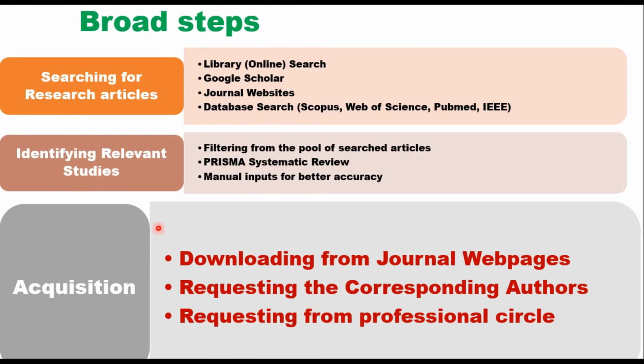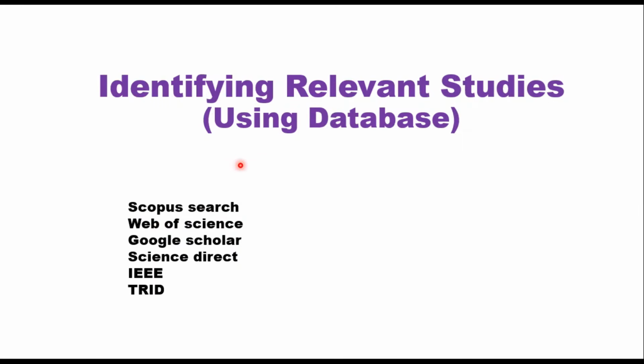Searching for research articles and identifying relevant studies using a database. Now this database, as I told you, can be Scopus search database or Web of Science, Google Scholar, ScienceDirect, IEEE, generally for engineering purposes like electronics or electrical or maybe computer science also. TRID is mainly for the students who are working in transport engineering, and there can be several other databases depending upon your area of research.